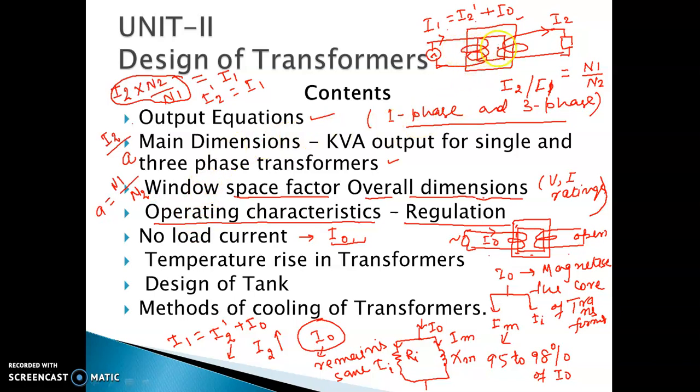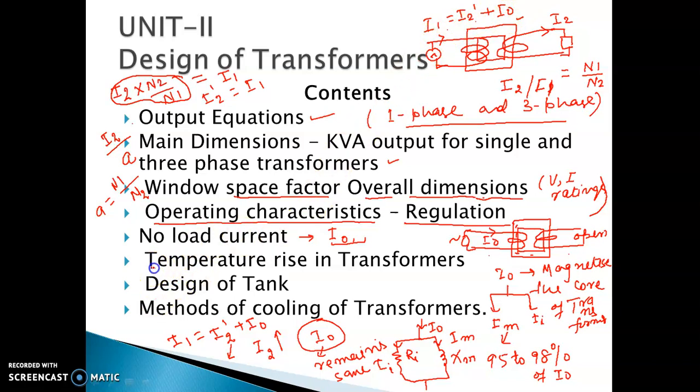So I have revised your concept. This I2 is the secondary current and I2 dash is the secondary current referred to the primary side. Keep in mind, once this current is 0, then I1 will be equal to I naught, meaning no load current.